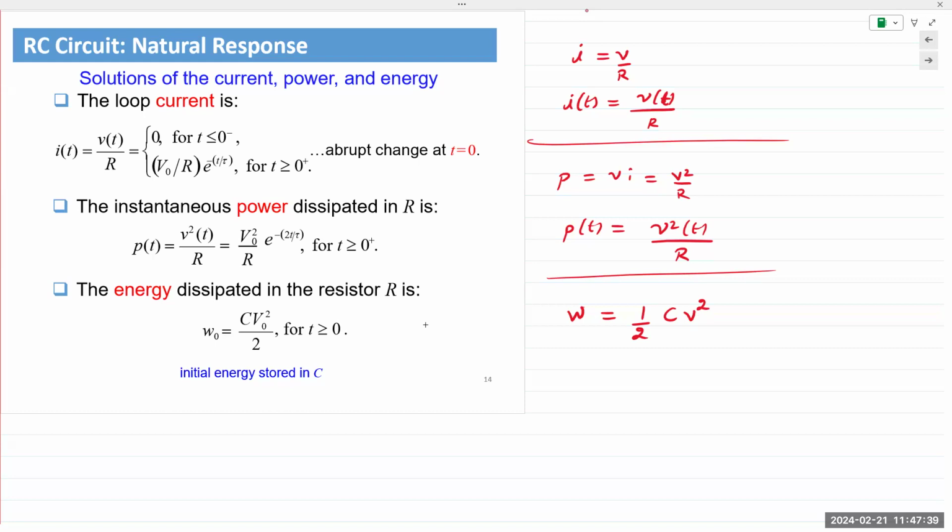All right, any questions? Does the equation make sense? How to use, how to apply the equation? Any questions?